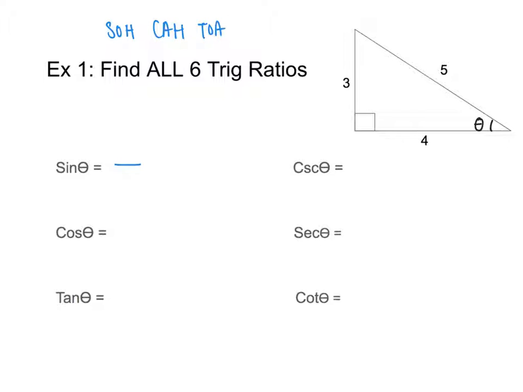So sine is opposite over hypotenuse. Looking at this angle, opposite is the 3, and the hypotenuse here is the 5. So this is going to be 3 over 5. Cosine's the adjacent over hypotenuse, so 4 over 5. And then tangent here is going to be the opposite over adjacent, so 3 over 4.